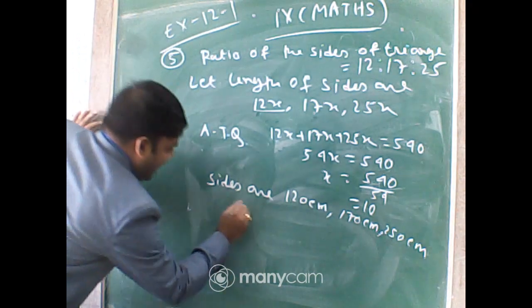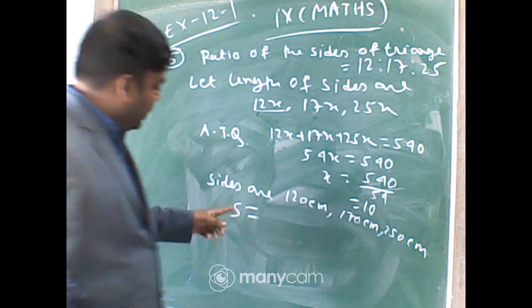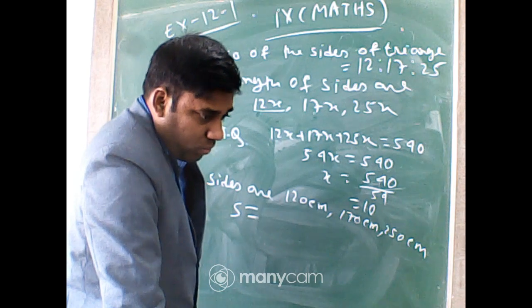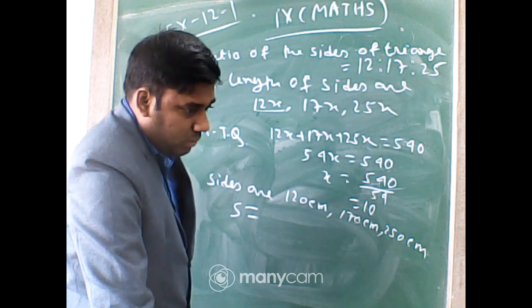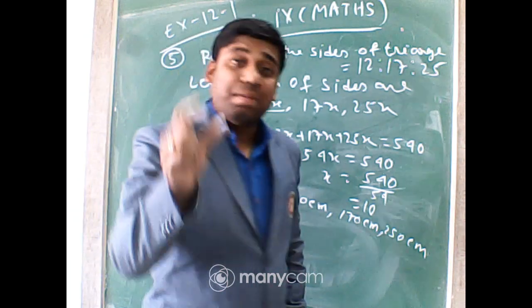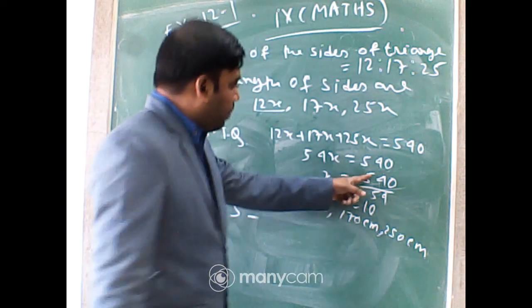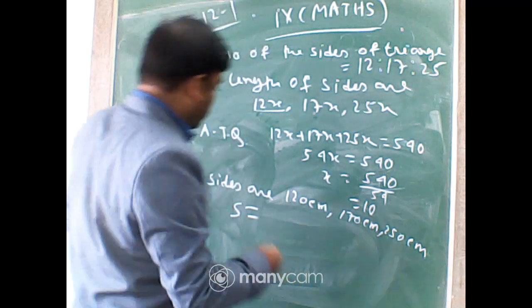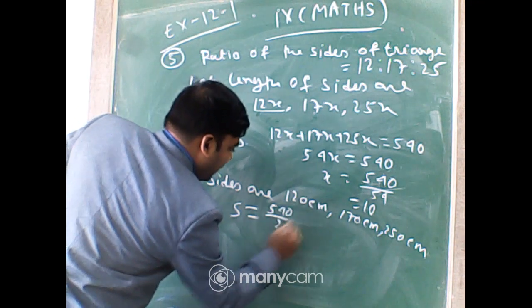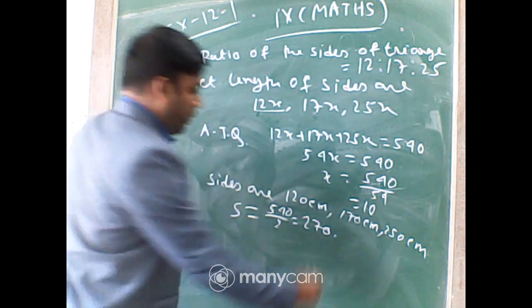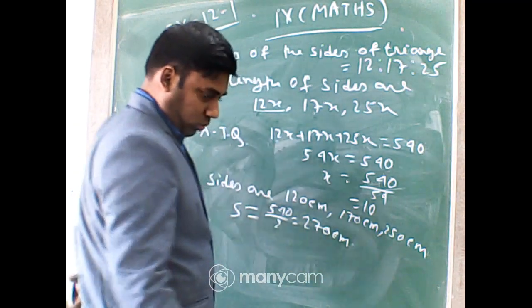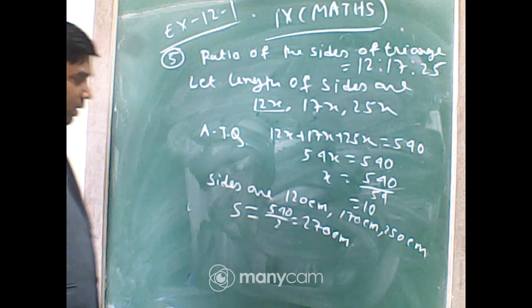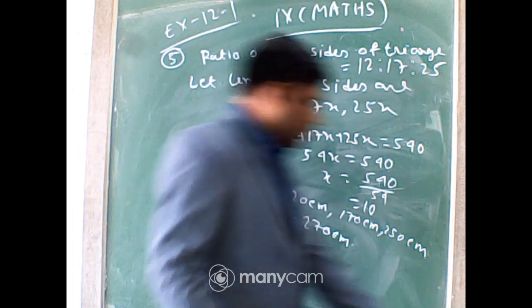Now, so as 120 centimeter, 170 and 250 are given, what is S? First of all, any one of you tell me what is S? S means half perimeter or semi perimeter. Perimeter equal to 540 and semi perimeter means half perimeter is 540 by 2, that is 270 centimeters. Okay, it is clear to everyone? Now I am wrapping this portion only.